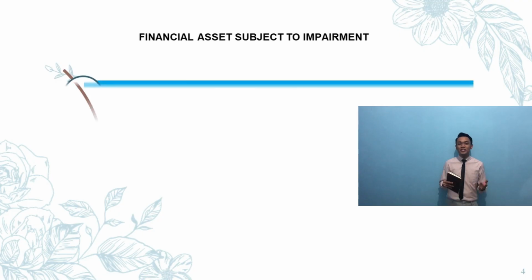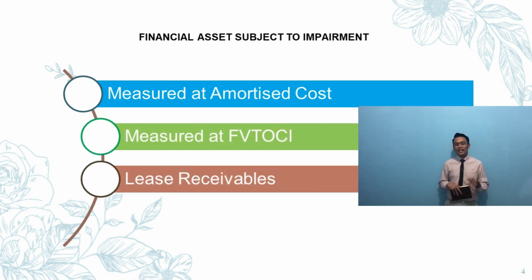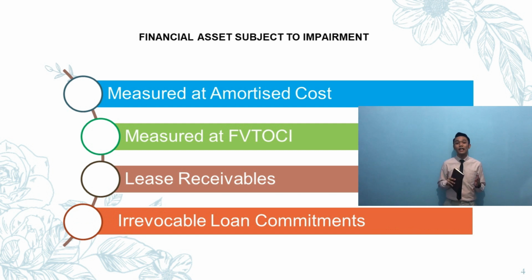Next, for your information, Zack and all the audience of this show, if the company has these 4 items, the company should do the impairment to it. The first one, when the financial assets are measured at the amortized cost. The second one, when the financial assets are measured at fair value through other comprehensive income. The third one, when the company has the lease receivable. And the fourth one, when the company has irrevocable loan commitment.